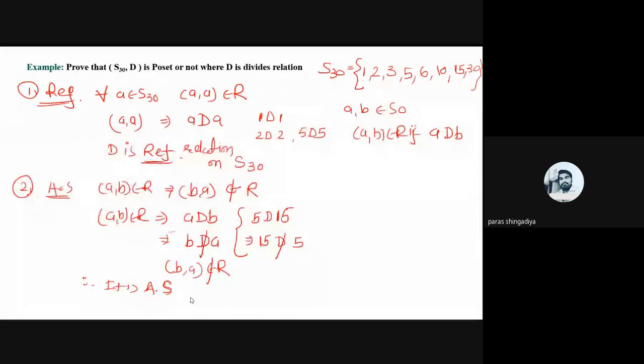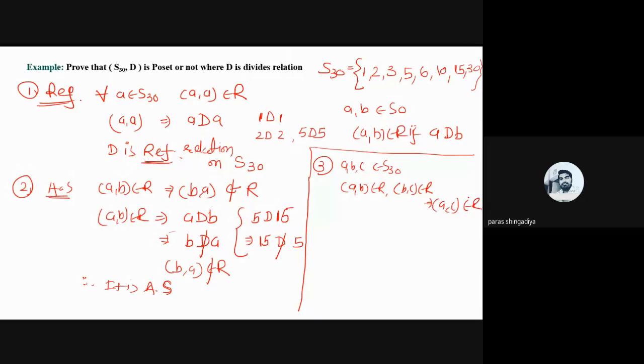Clear? And now the third condition is transitive. How can we prove the transitive condition? For A, B, C belongs to S30, if (A, B) belongs to R and (B, C) belongs to R, then we'll check that (A, C) also belongs to R. ठीक है, (A, C) भी R के अंदर होना चाहिए. So let us start with these two relations, because we have them in the example. (A, B) belongs to R. So what does it mean?